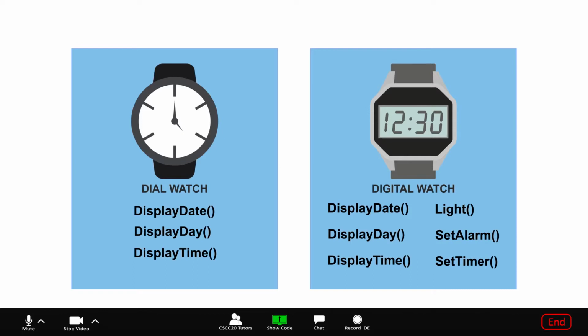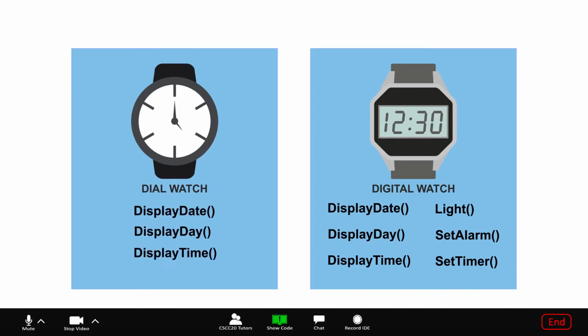As you can see, three functions from the classic dial watch are repeating here. In real time, this would be considered code redundancy. You might avoid this by removing the extra code from the digital watch, but the result will be that the digital watch will be missing the three functionalities, which are display date, display day, and display time. You might try to keep them in the digital watch and remove those from the classic dial watch, but again, in the real-time scenario, you will lose the existence of a classic dial watch.